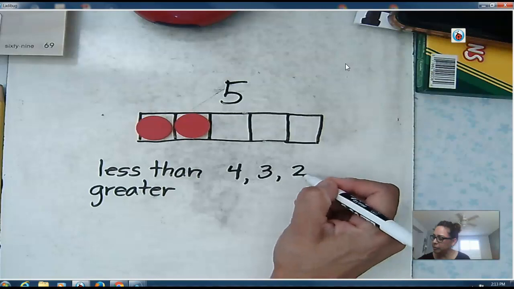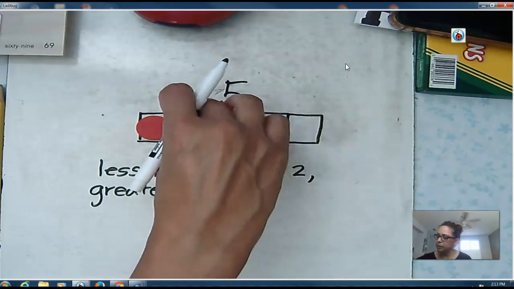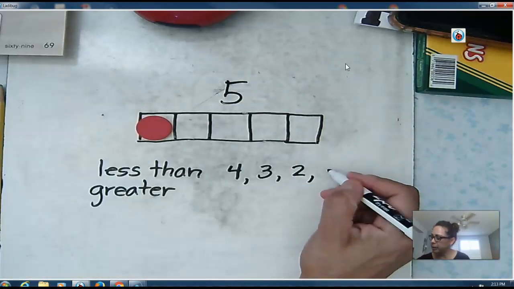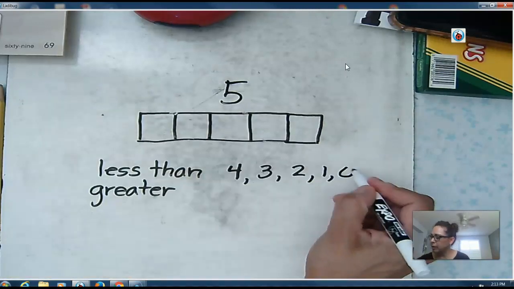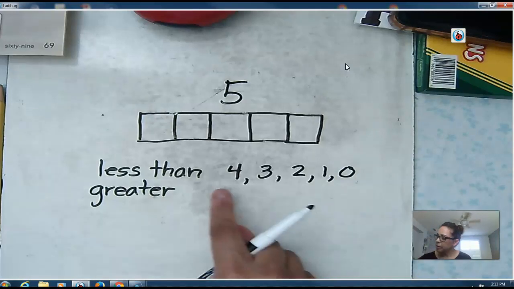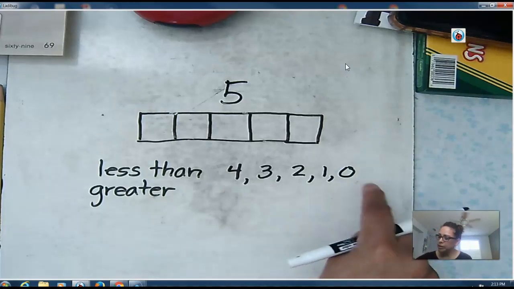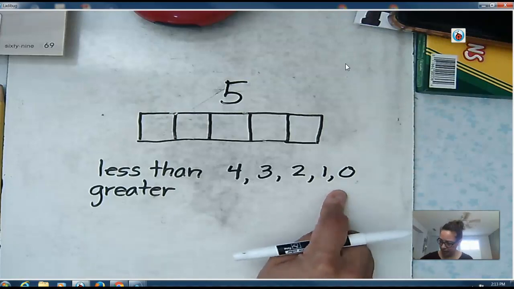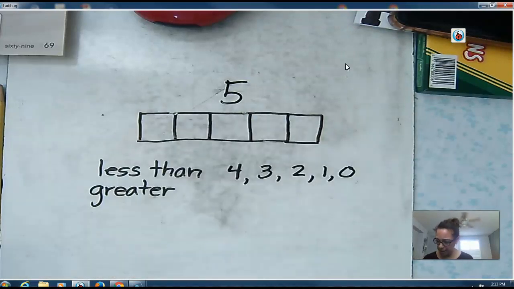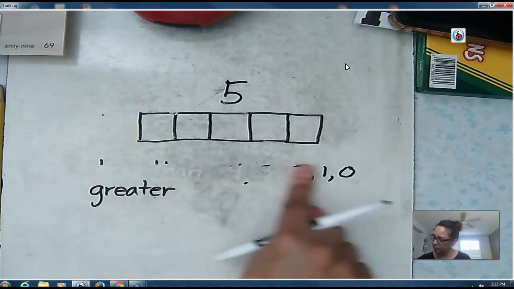Now we have 2, and we take this one away. Now we have 1, and then at the very end we'll have 0. So all of these numbers, 4, 3, 2, 1, and 0, are less than 5. And the way we knew that is because we kept taking away until we had none left. Now, let's not think about those anymore.